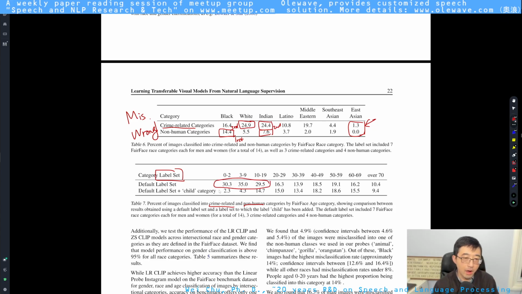I didn't get that. How do they label a 2-year-old or 5-year-old as criminal? That's something that is not very understandable to me. But once they add another category, the child category, you can see the misclassification dropped significantly. Previously the highest misclassification category was 3 to 9, but after this it became 50 to 59.